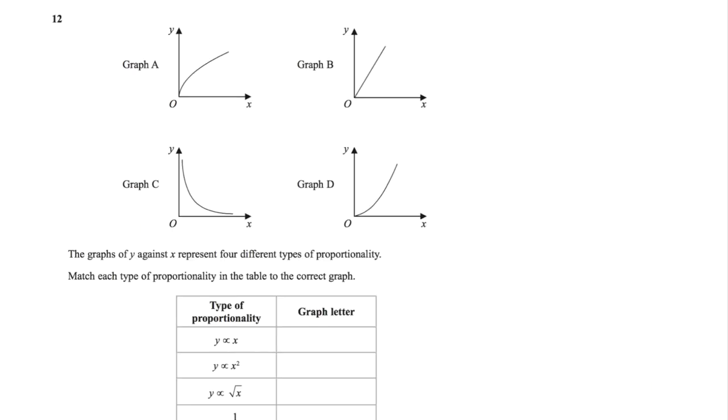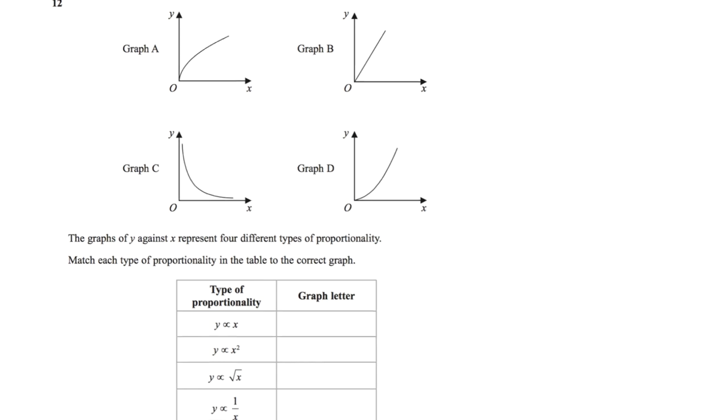Question 12. The graphs of y against x represents four different types of proportionality. Match each type of proportionality in the table to the correct graph. So y proportional to x, that will be b. Y proportional to x squared, that would be d. Y proportional to the square root of x, that will be a.